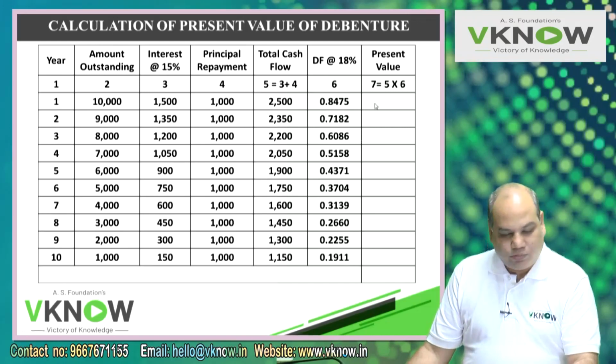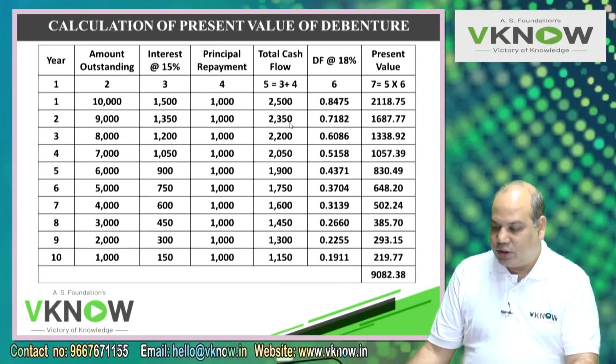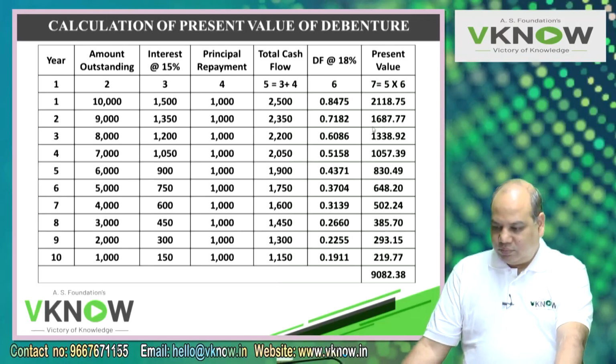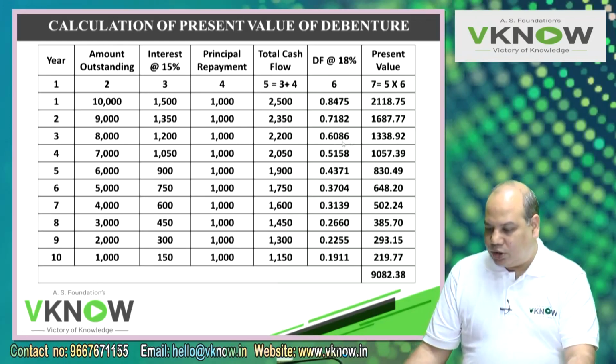After this, memory clear, all clear, and then what you will do, you will multiply these two numbers and take the total, right? So begin 2500 into 0.8475 equal to memory plus. Write down the answer yourself, you will get 2118.75. 2350 into 0.7182 equal to memory plus 1687.77. And then you continue this process and take the total of the last column.